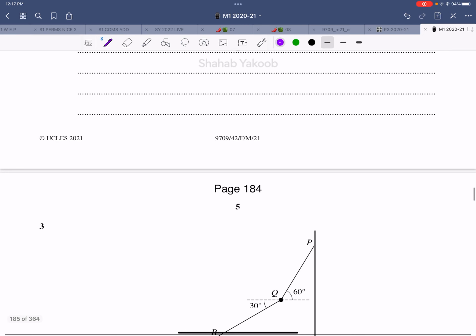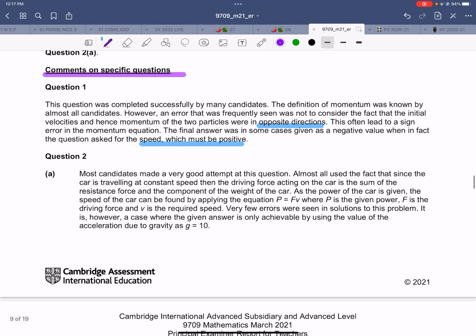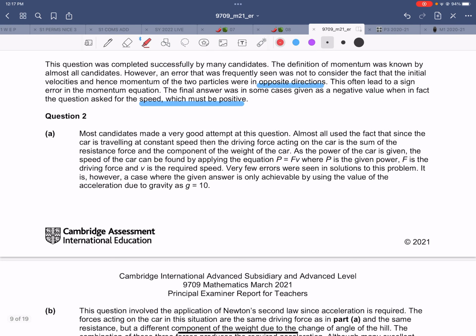This thing is done. Let's have a look at the specific mark scheme examiner report. Question 2. Most candidates made a very good attempt at this question. Almost all use the fact that since the car is traveling at constant speed, driving force is the sum of resistive and whatever. As the power of the car is given, the speed of the car can be found by applying the equation where P is the given power, F is the driving force, V is the required speed. Very few errors were seen in solutions.